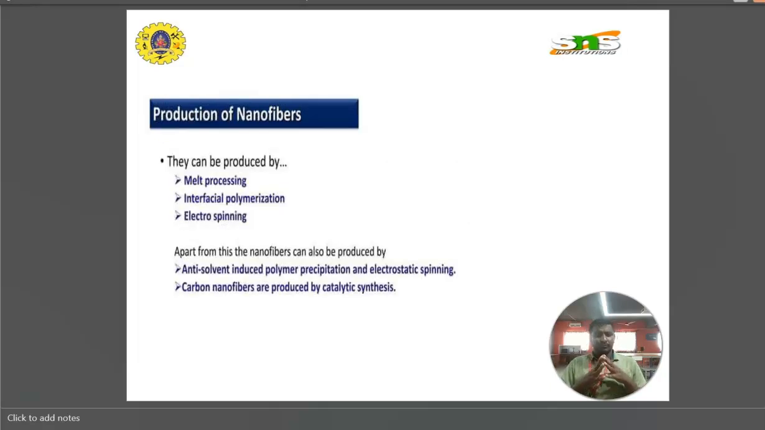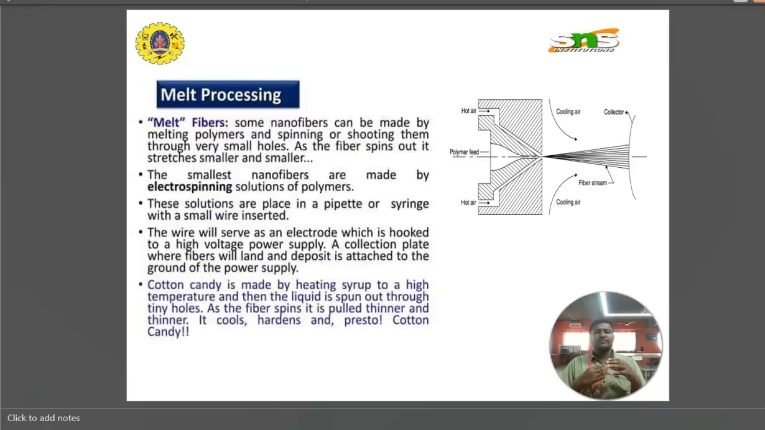Next, we will see about the production of nanofibers. Nanofibers are produced using many techniques such as melt processing, interfacial polymerization, and electrospinning. Apart from these techniques, there are anti-solvent induced polymer precipitation and electrostatic spinning, and carbon nanofibers are produced by catalytic synthesis. First, we will see about melt processing.